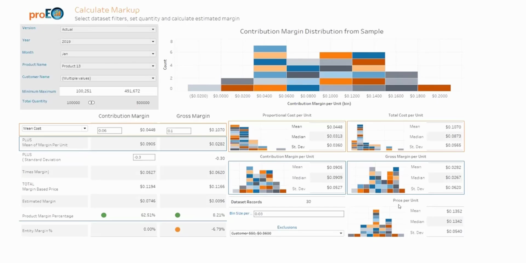Nonetheless, one could see the real impact on profitability from even minor increases in the standard deviation factor.